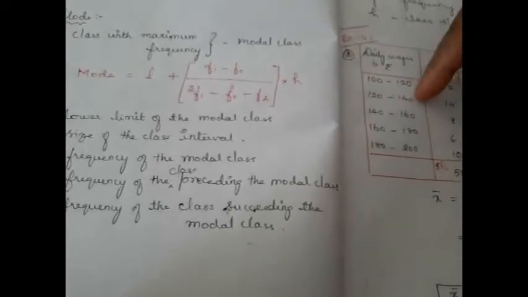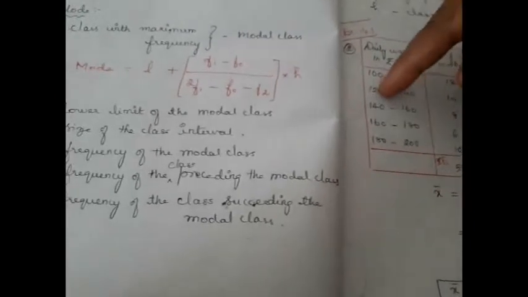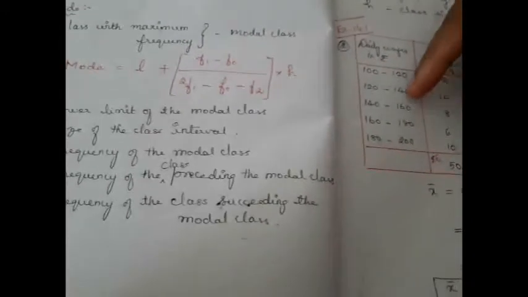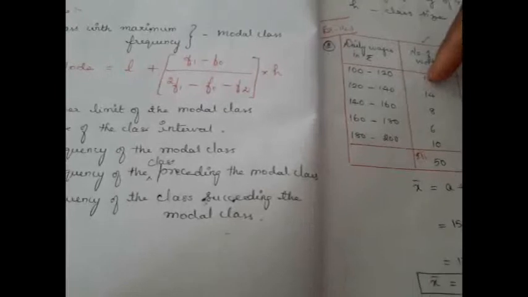Let us take the same example. We have assumed this 120 to 140 is our modal class. Then which is our L? L is going to be 120. H is going to be the class size. The size is 20, right? 140 minus 120 is 20. So H is 20. What is going to be your F1? F1 is the frequency of the modal class, so F1 is going to be 14. F0 is the frequency preceding the modal class, so F0 is going to be 12. And F2 is the frequency of the class succeeding the modal class, which is 8.